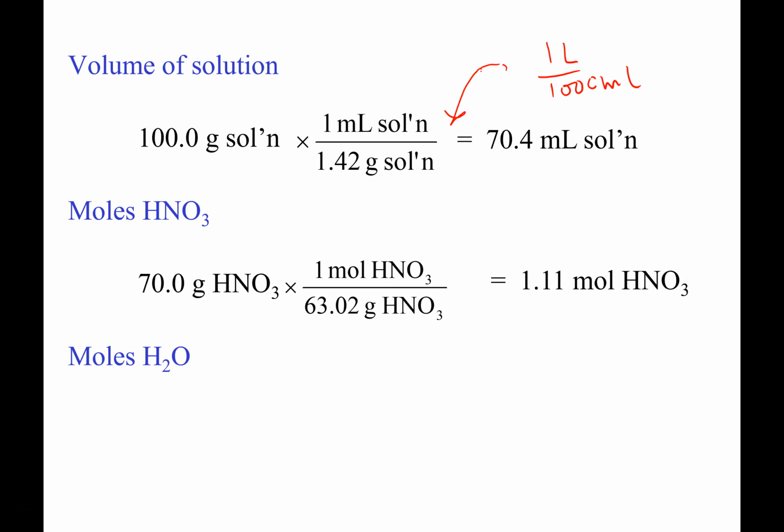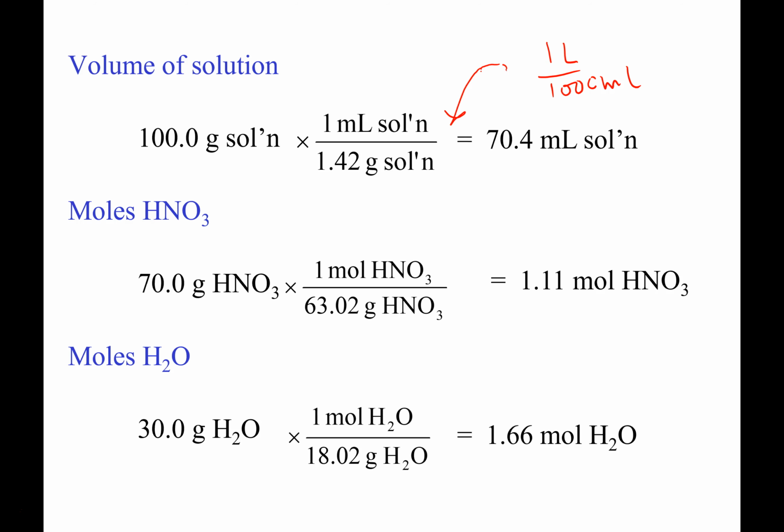Very common in working these problems, where you have a set of different ways of describing solution concentration from the one problem, is that we're going to use that number a few places: 1.11 moles. Okay, so moles of H2O look like this. We'll take the remaining 30.0 grams of H2O, multiply it by 1 mole of H2O over 18.02 grams of H2O. To 3 sig figs, that gives us 1.66 moles of H2O.